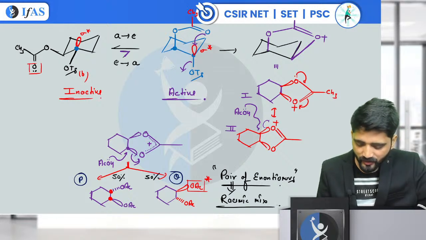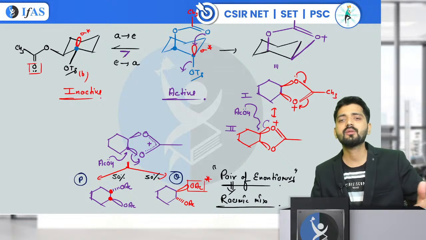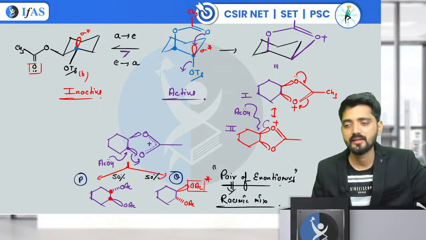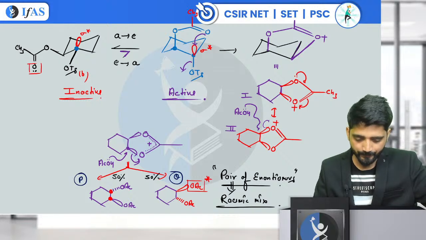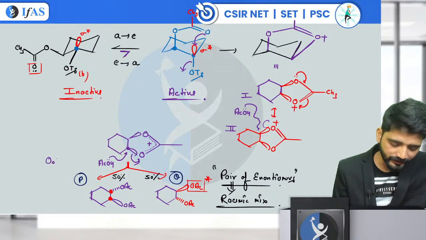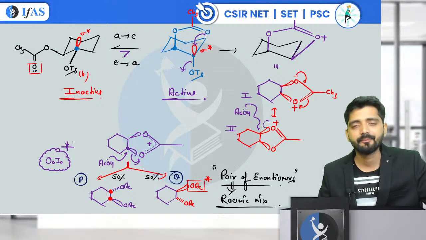Now tell me whether racemic mixtures are optically active or optically inactive. What's the scenario? Very good. A racemic mixture is always optically inactive. So in this scenario, once you form the final product, this is going to be optically inactive.